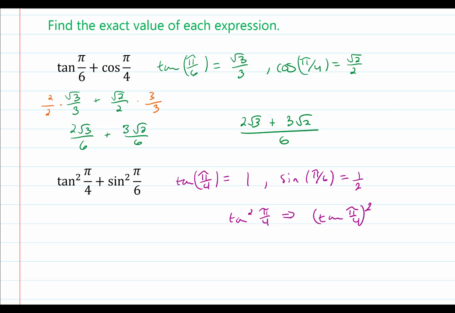So tangent squared of pi over 4 can be rewritten as 1 squared. Sine squared of pi over 6 can be rewritten as 1/2 squared. Square both of these values to get 1 plus 1/4, and then find the sum to get 5 over 4. All right, guys, good luck.